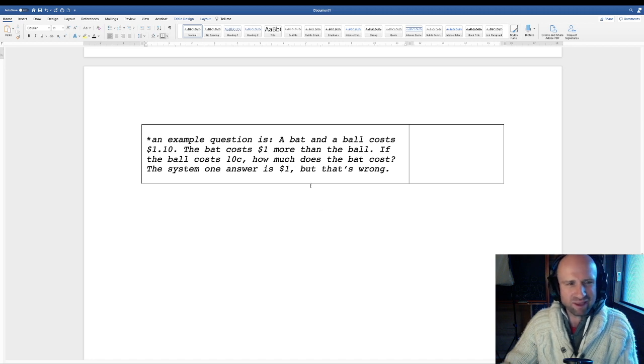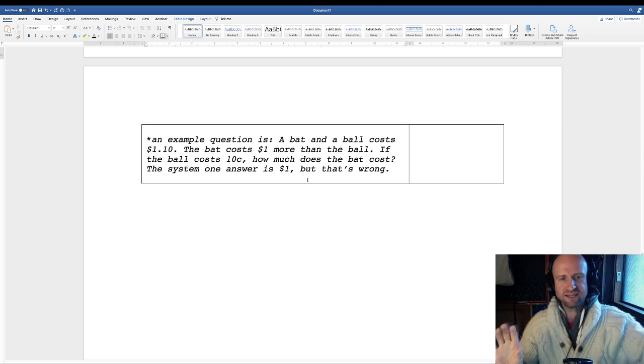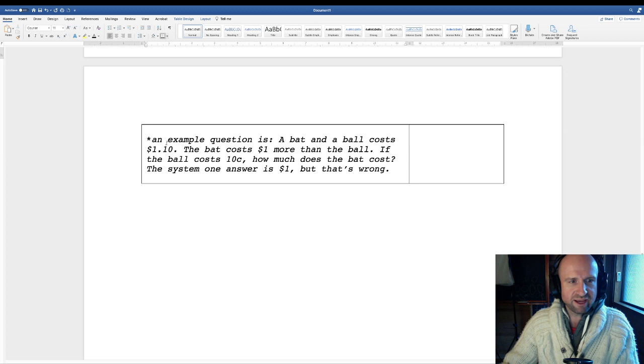Okay, can you help me out here? A bat and a ball costs $1.10. The bat costs $1 more than the ball. If the ball costs 10 cents, how much does the bat cost? So most people go, well, the bat costs $1. That would mean that the bat costs $1.10, right? So it costs $1.10, and 10 cents would be $1.20. So that can't be the right answer.